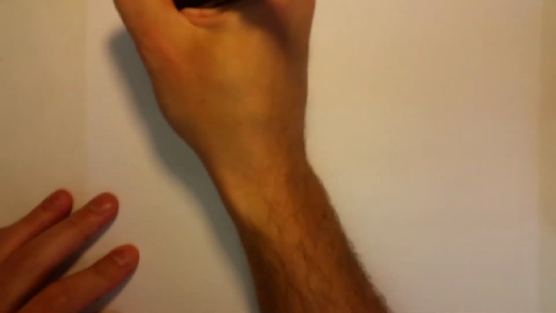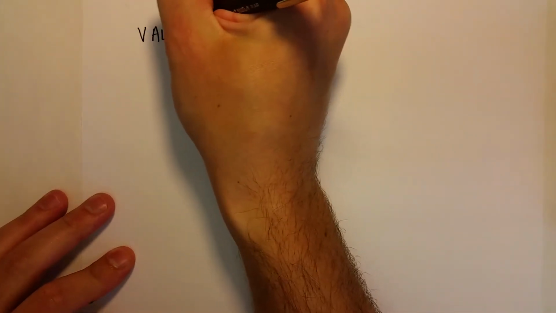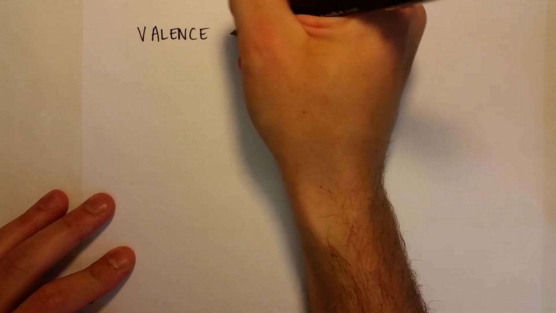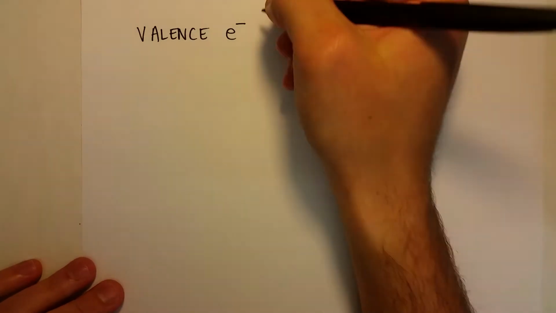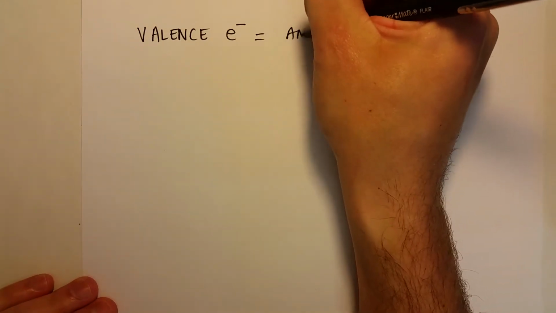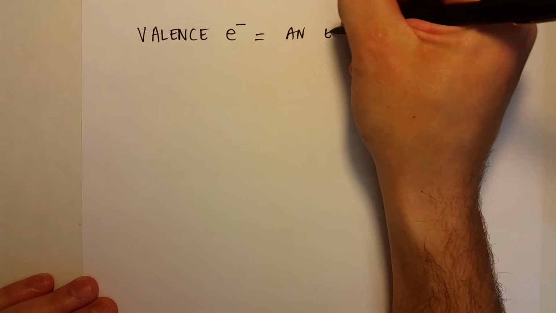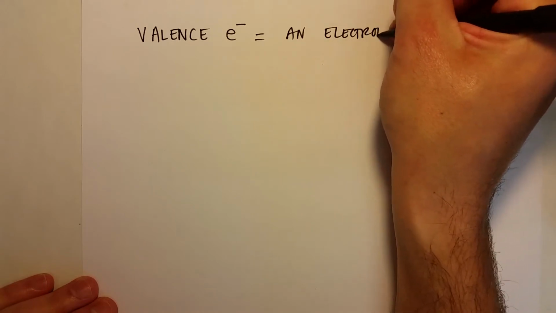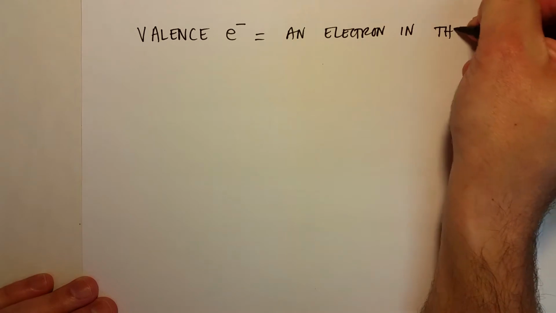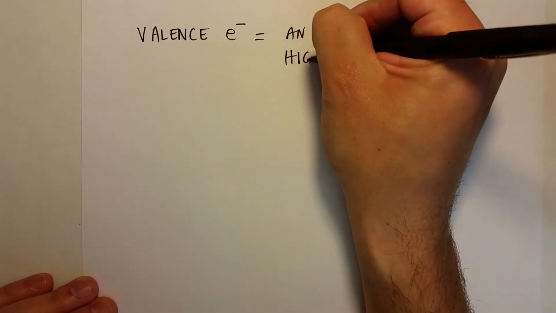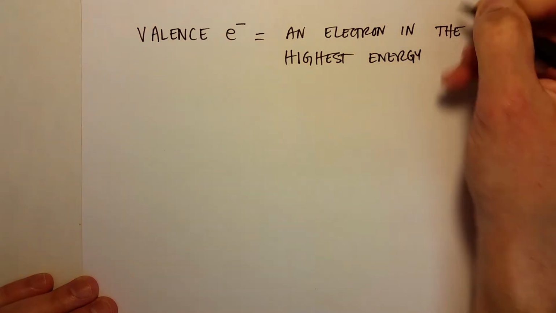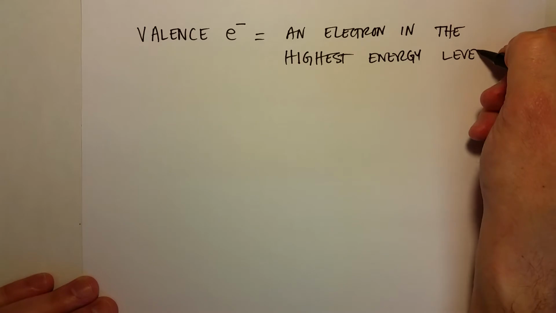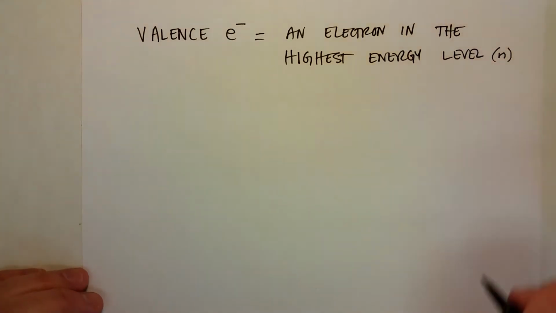Right, so one very important thing that electron configurations will tell us is the number of valence electrons within an atom, or ion eventually. So what is a valence electron? A valence electron is an electron in the highest energy level, or N, principal energy level.